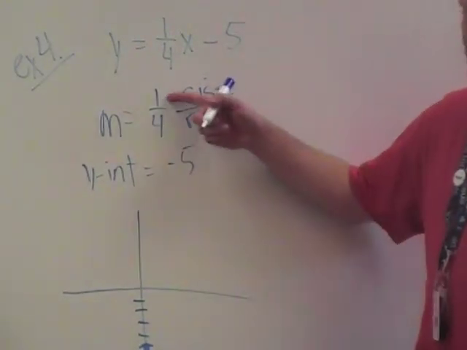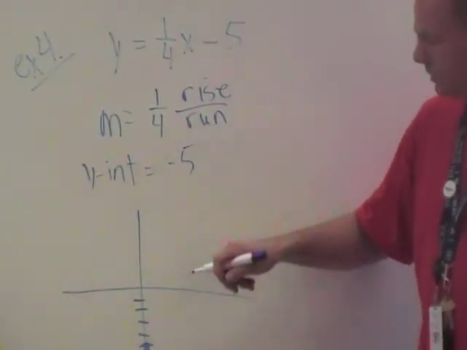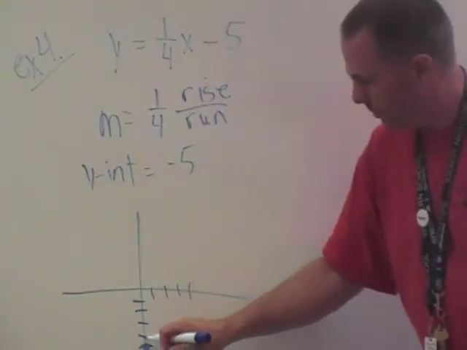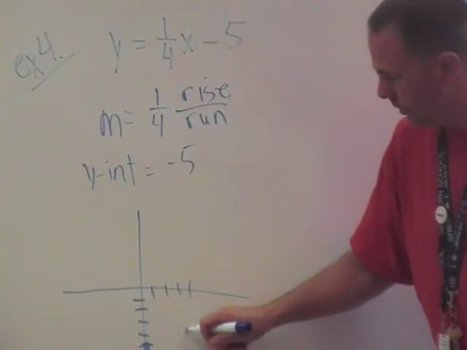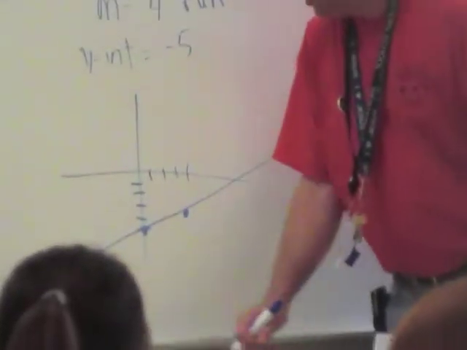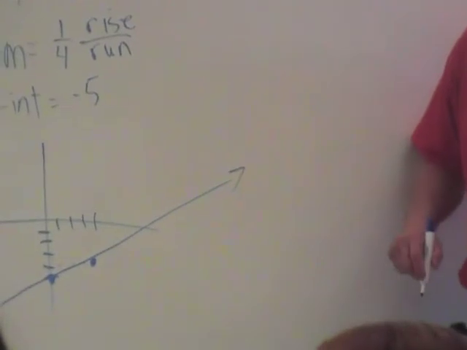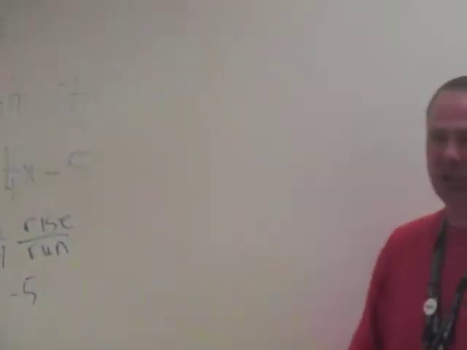And then from there we rise +1, we go up 1, and we run +4. So up 1 and over 4. Whoops, not quite straight. It's hard to do backwards. Okay? So there's a perfectly straight line. But you can keep going.